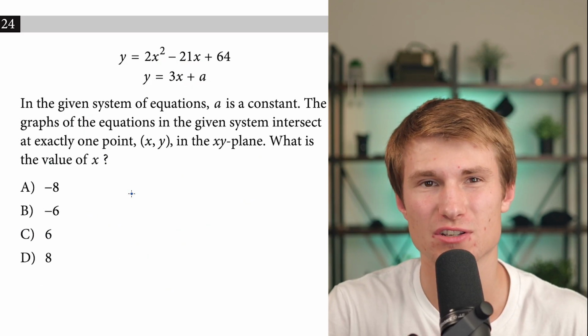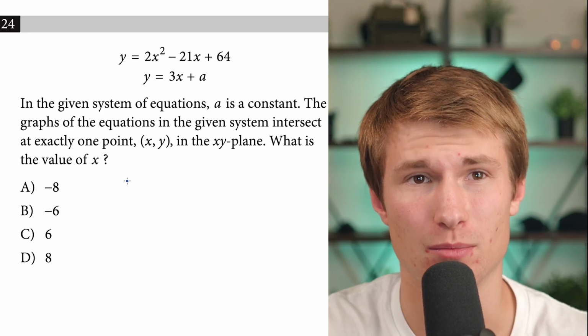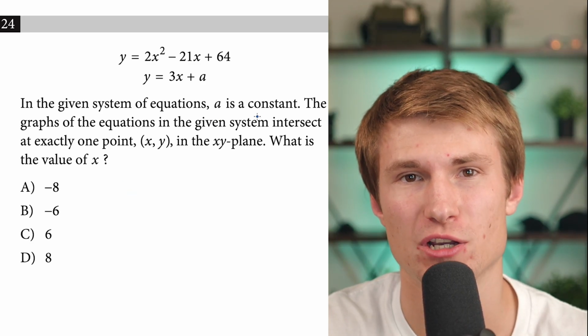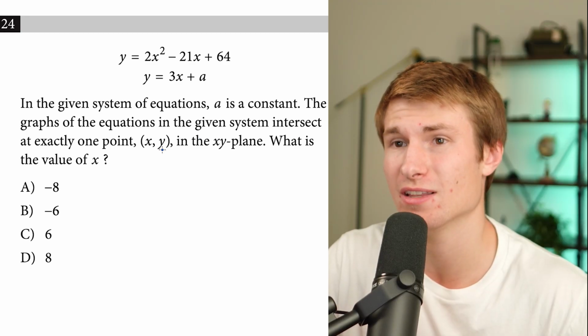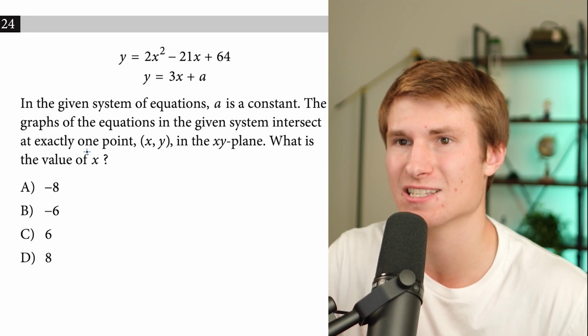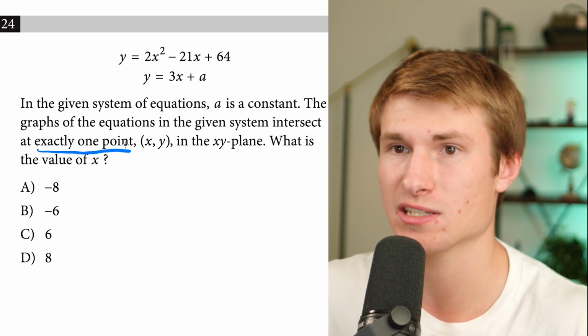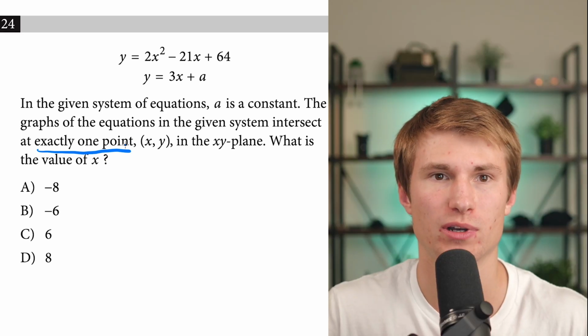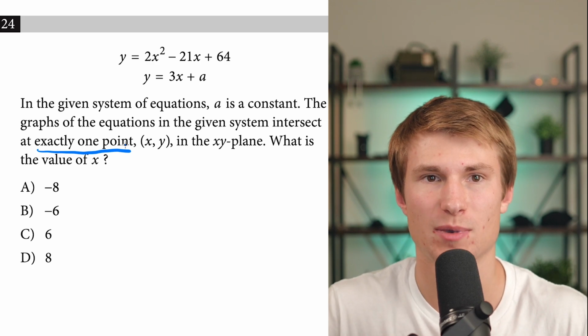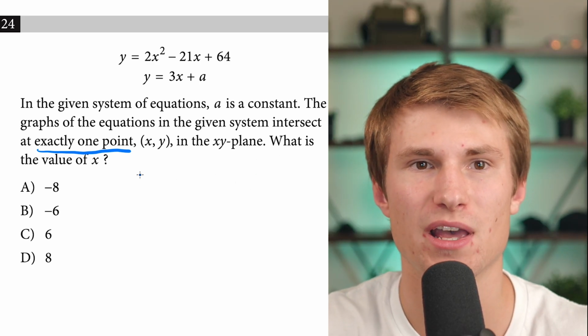Here's how to efficiently solve this difficult SAT math problem. Question 24 states, in the given system of equations, A is a constant. The graph of the equations in the given system intersect at exactly 1 point. Anytime you're told that a system intersects at exactly 1 point or exactly 2 points, or that it never intersects, pay close attention to that. In the XY plane, what is the value of X?